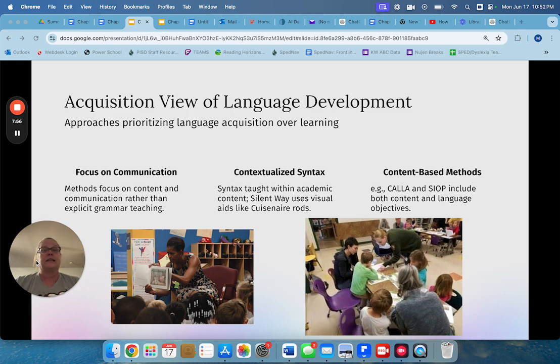So you're using a visual cue to help them learn that content. And then you have the content-based methods, which is the CALLA and the SIOP, and these both are going to include content and language objectives as they are being taught.